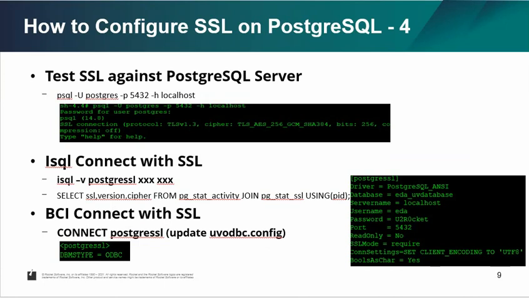After you have configured and restarted your PostgreSQL, you can run a couple of commands to verify that the SSL environment is ready. The simplest one is psql with the -U parameter using the user postgres, and -p, which by default is port 5432 for PostgreSQL, and connect to your localhost. After you run this command, you will see that psql is actually running the TLSv1.3 protocol to connect to your PostgreSQL.